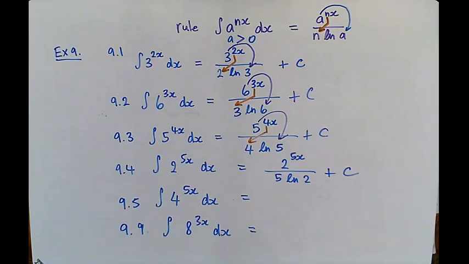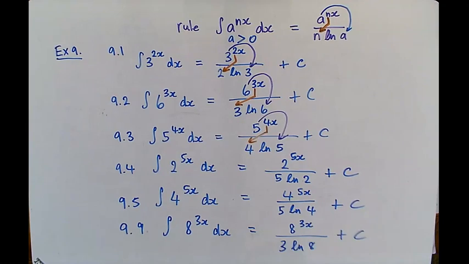Right. In the numerator, we have 2 to the 5x. And then that value, the 5, will go in front. Whatever's in front of x will go in front, ln of the base. The next one is very similar. Same thing. Copy all of it into the numerator. Then copy the 5 ln 4. The next one, all of it into the numerator, and then 3 ln 8. So it uses the exact same method as 9.1, 9.2, 9.3. All these are exactly the same.